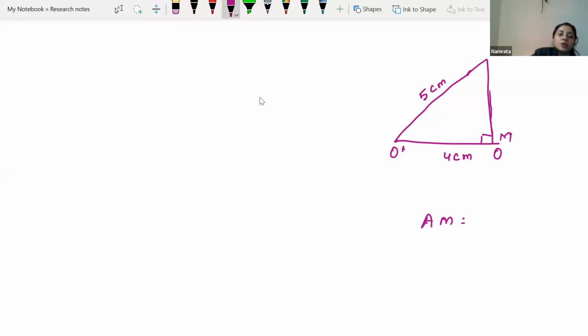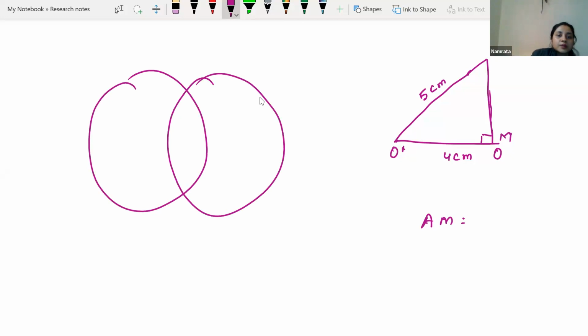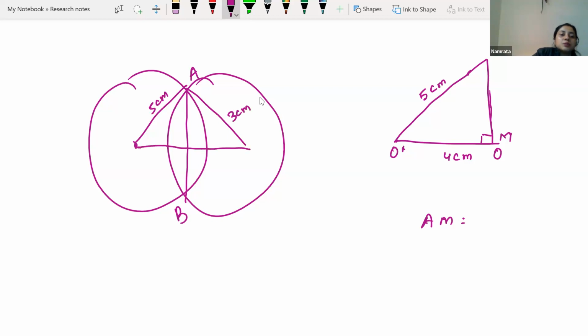Let me summarize the whole thing. We had two circles over here, and there was a common chord like this. We wanted to find the length of the common chord. What information was given? This radius was given as 5 centimeter, this radius was given as 3 centimeter, and the distance between both the centers, that is O and O', was given as 4 centimeter. This much information we had in hand. We wanted to find the length of AB.